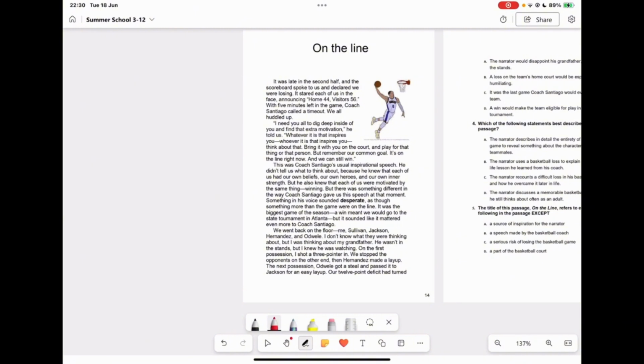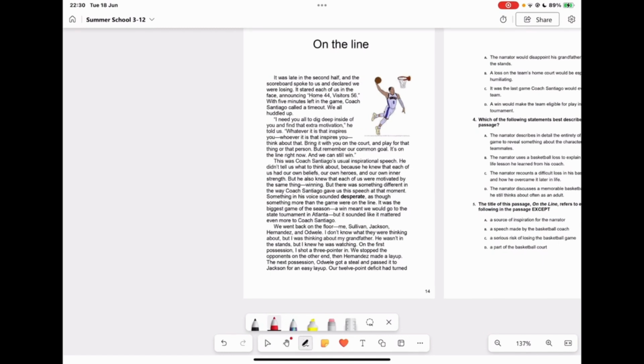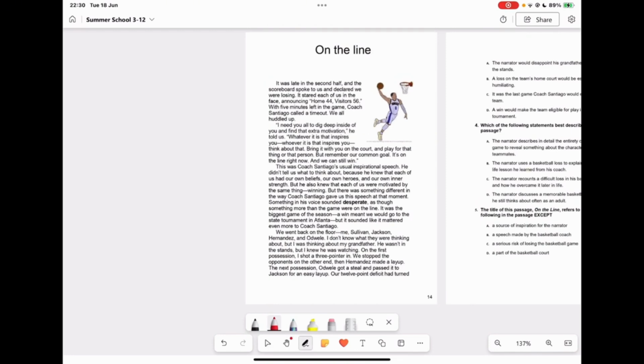But remember our common goal. It's on the line right now, and we can still win. This was Coach Santiago's usual inspirational speech. He didn't tell us what to think about, because he knew that each of us had our own beliefs, our own heroes, and our own inner strength. But he also knew that each of us were motivated by the same thing, winning. But there was something different in the way Coach Santiago gave us this speech at that moment.